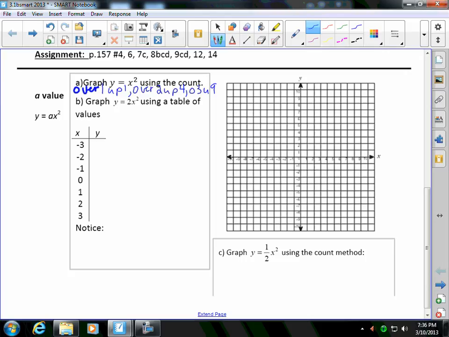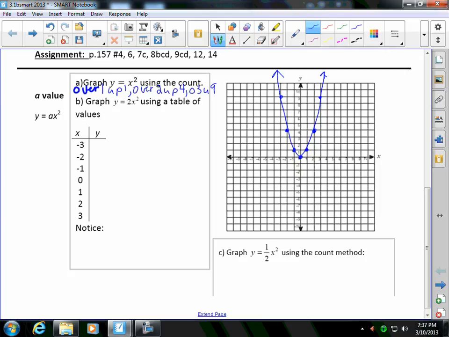So just to refresh doing the actual graphing, you put your vertex in, this one at 0, 0, and then do your over from the vertex. So over 1, up 1, puts us there. Over 1 on the left, up 1, puts you there. And then you do your over 2, up 4, over 2, up 4 to the left. Over 3, up 9, and over 3, up 9 to the left. Join your dots, and you have your graph.